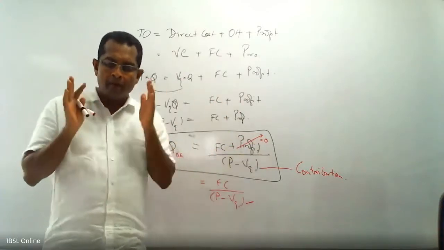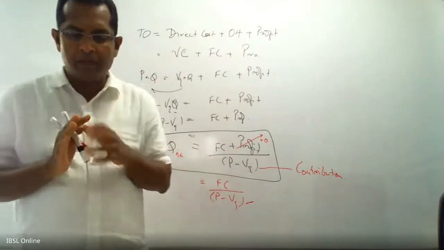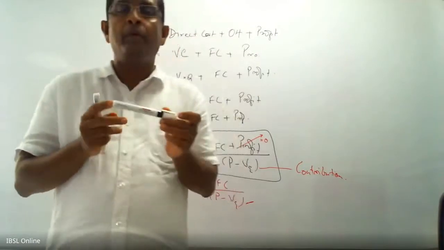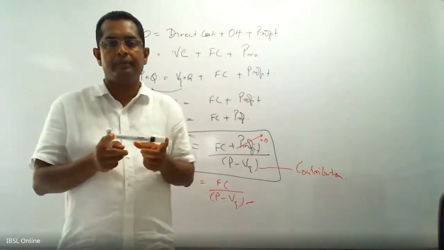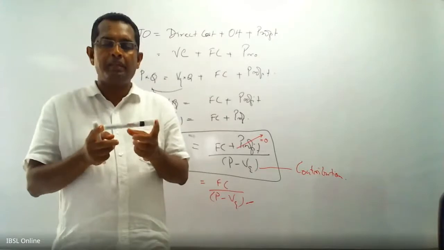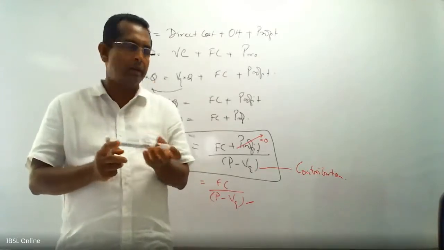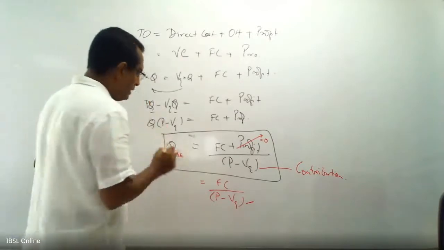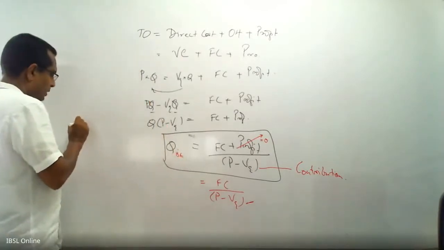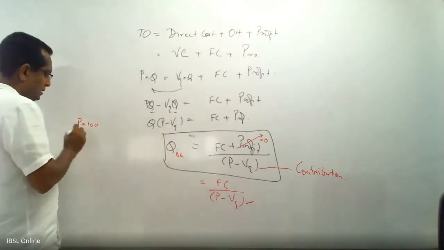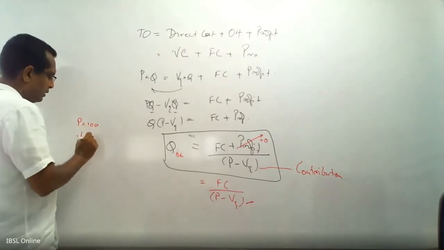We say we are selling 1 unit of this pen for 100 rupees. Right? The variable cost of this is around 70 rupees. Right? You have price equal 100, variable cost equal 70.